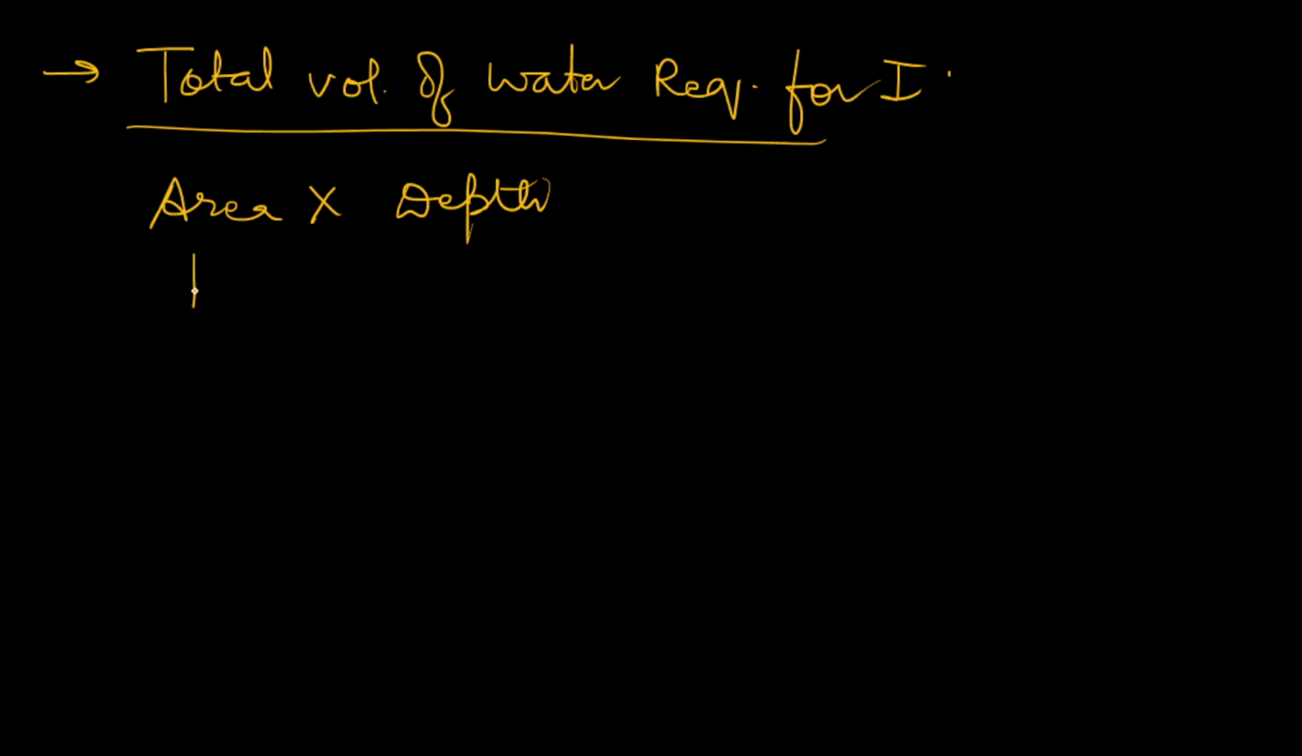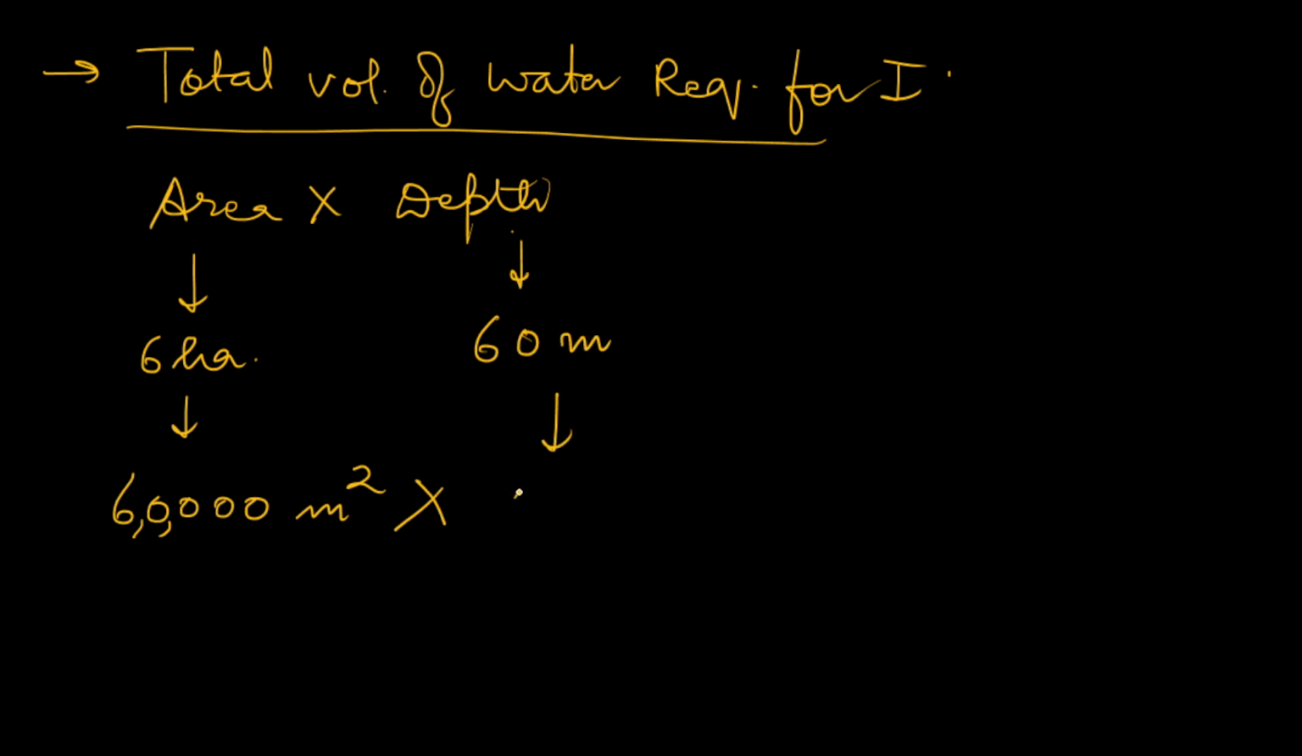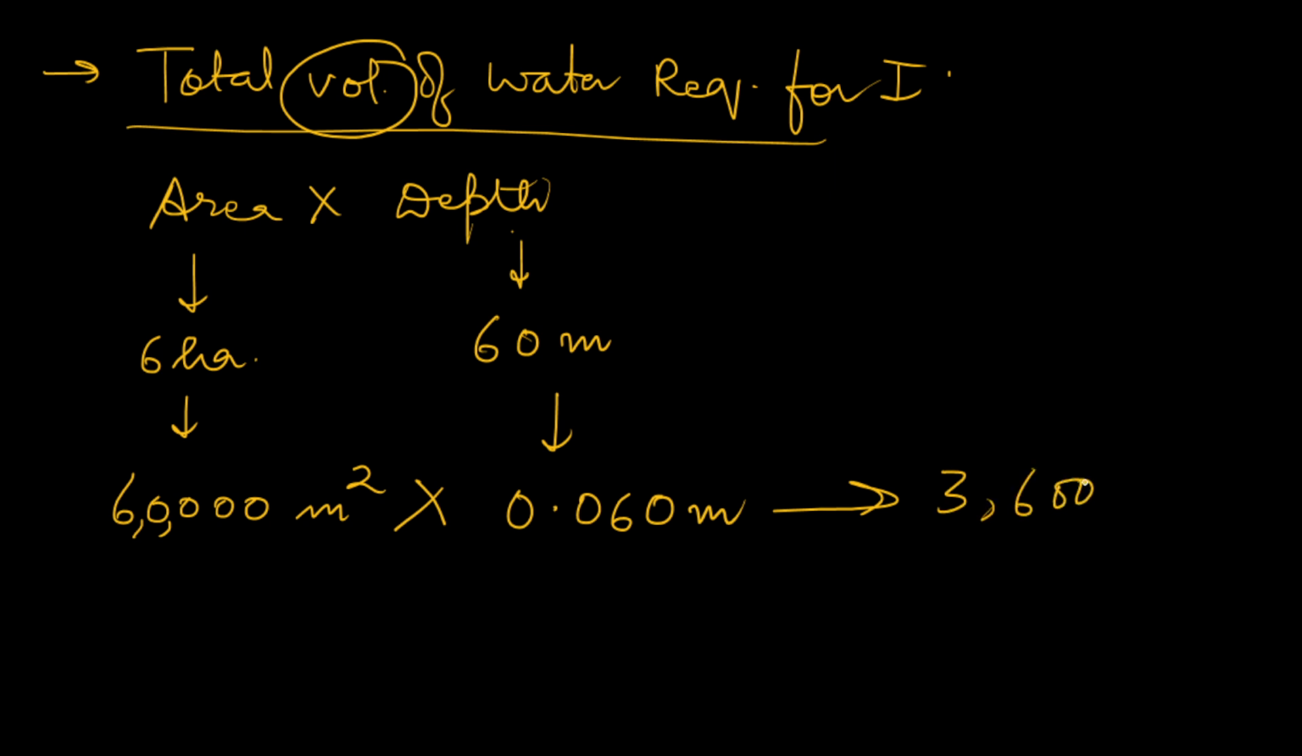The area is given as 6 hectare. This 6 hectare would be converted into meter square, so it will be 60,000 meter square. Convert the depth into meter also, to bring everything into one unit. The depth was given as 60 mm. To convert into meter, it will be 0.060 meter. When you multiply these two, you will get the total volume of water required, which is 3600 meter cube.